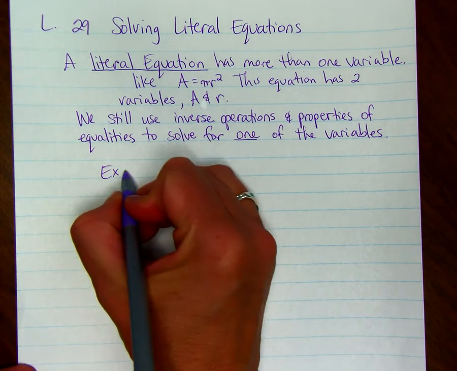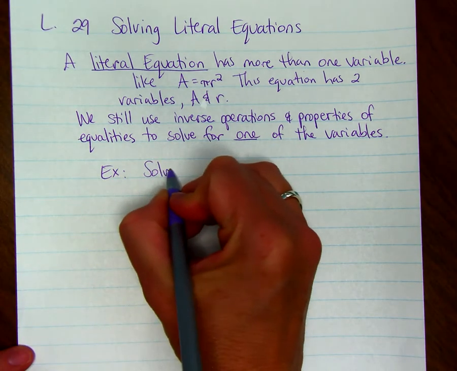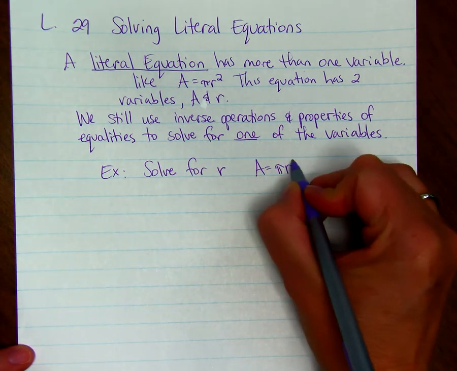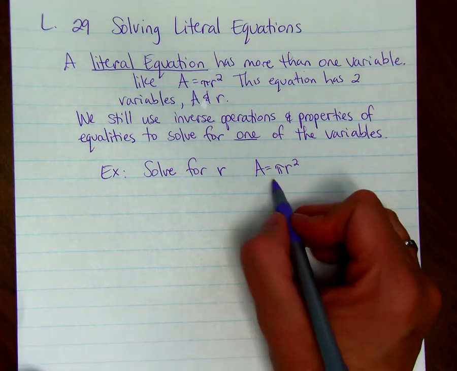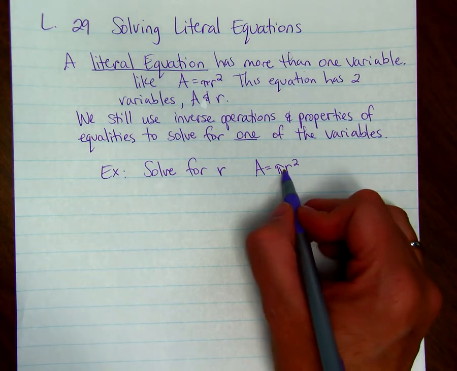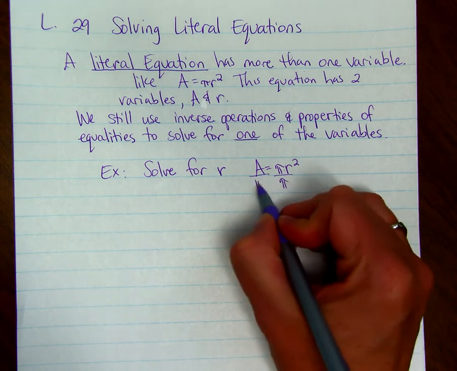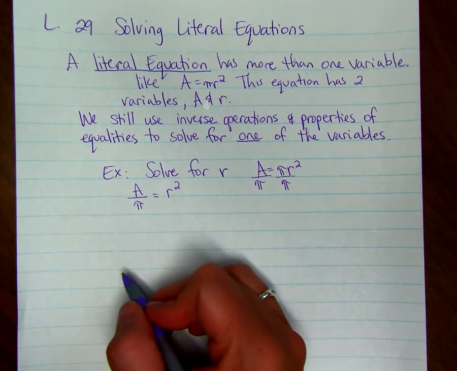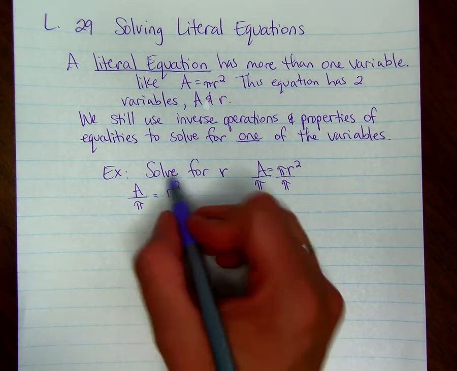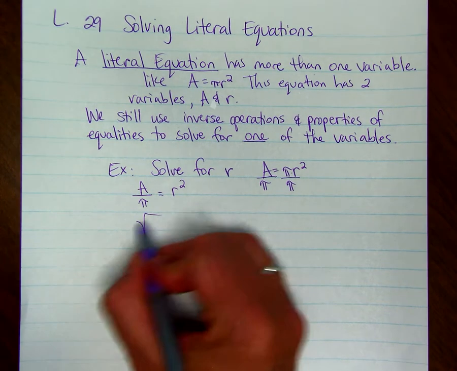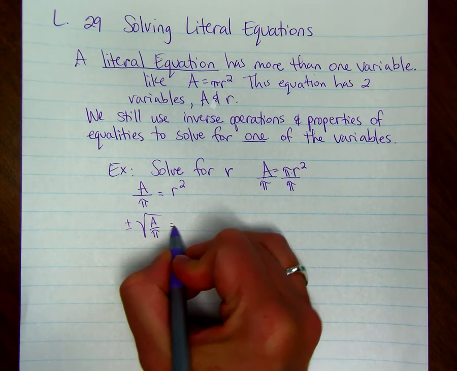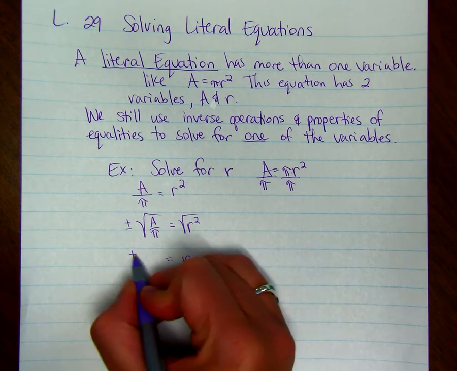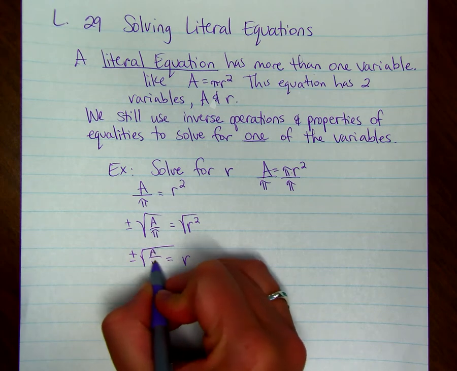So here's an example. Solve for r in this equation, A equals pi r squared. So we're solving for r. It's being multiplied by pi, so we're going to divide by pi first. We have A divided by pi equals r squared. To find what r equals, we have to take the square root of both sides. So we do plus or minus the square root of A divided by pi equals the square root of r squared, which is just r. So r equals plus or minus the square root of A divided by pi.